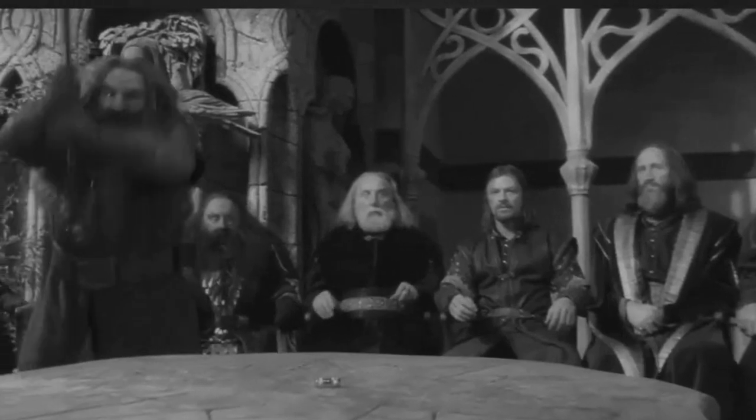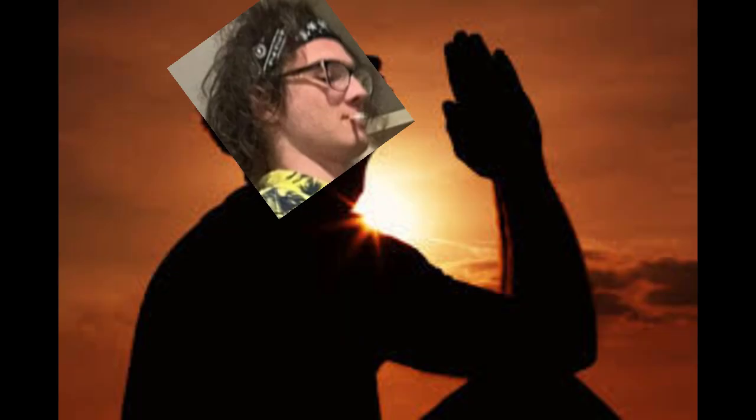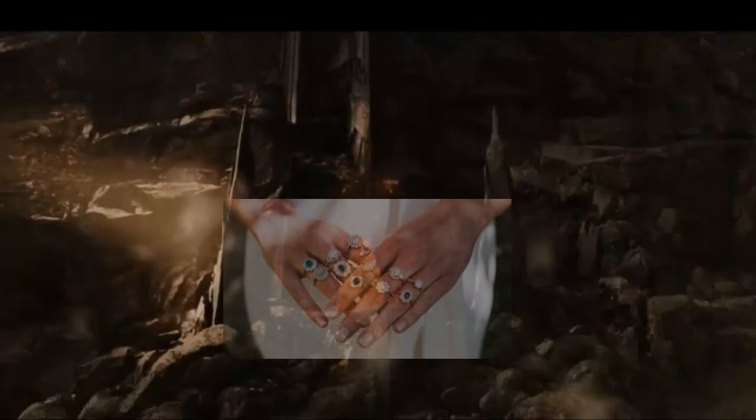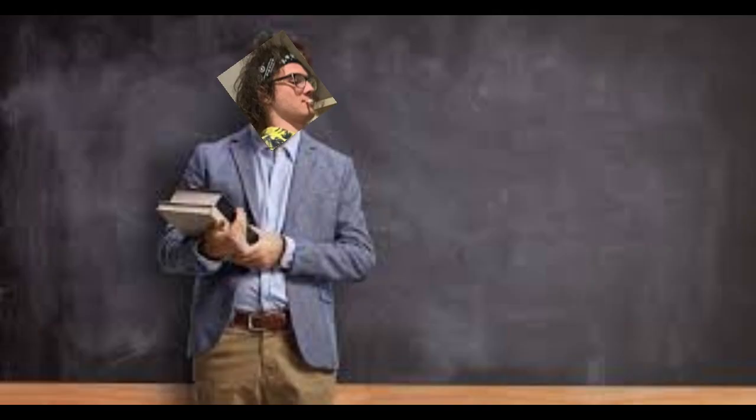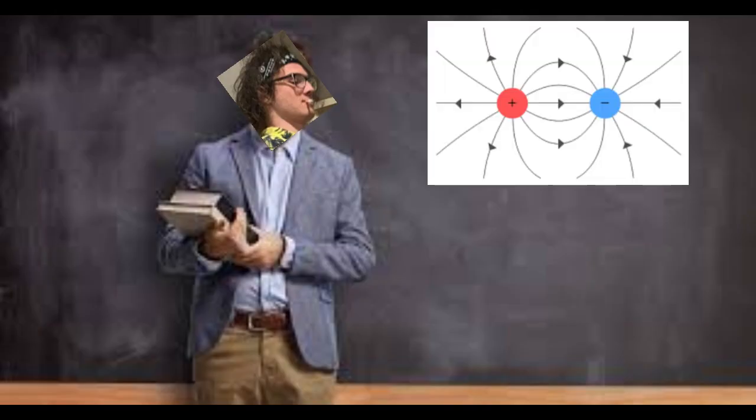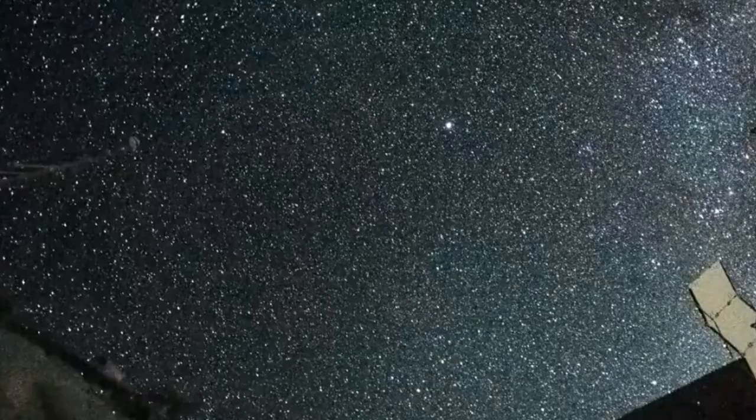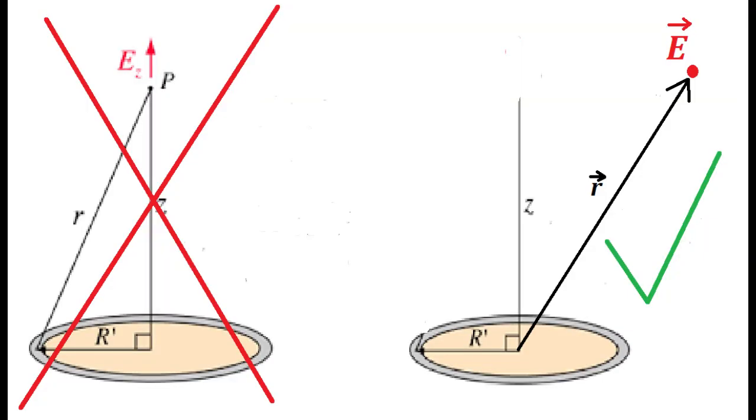Now, I was pretty harsh on rings in my previous video, but in this one, I will try my best to redeem myself and shine some light on them. More precisely, we're gonna derive the expression for the electric field of a charged ring everywhere in space, not just on the axis that passes through the center of the ring.